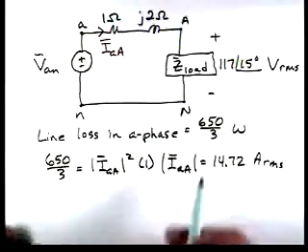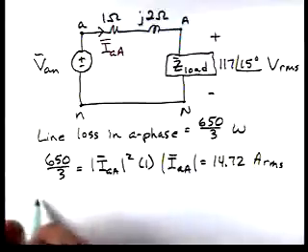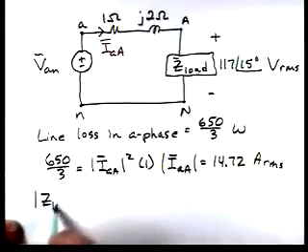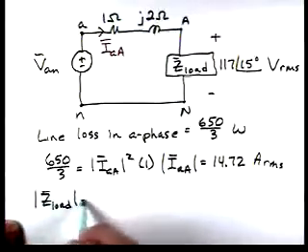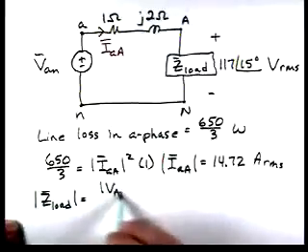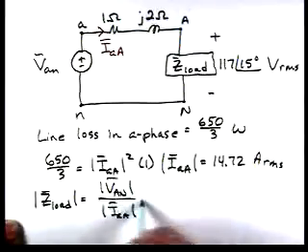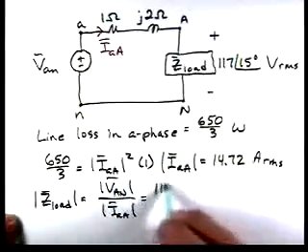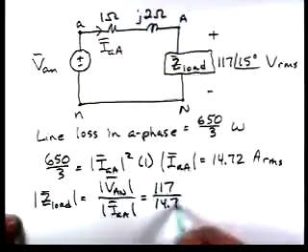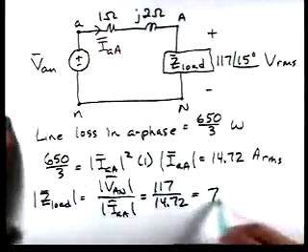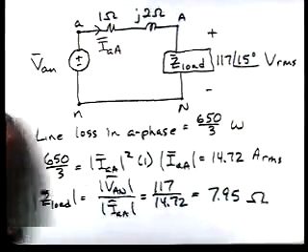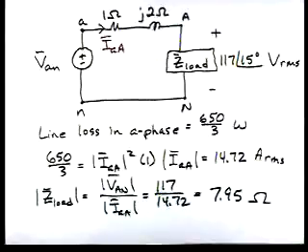Now, we can find the magnitude of Z load. It's going to be the magnitude of V_AN over the magnitude of that current. So it's 117 divided by 14.72, and that's 7.95 ohms. And then the last thing we need to do is get the angle of the impedance.